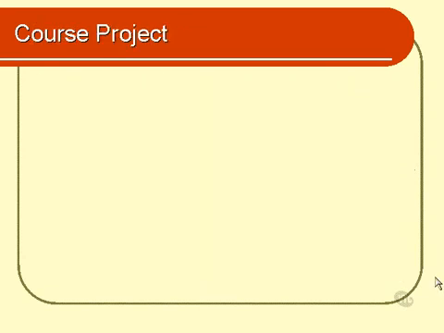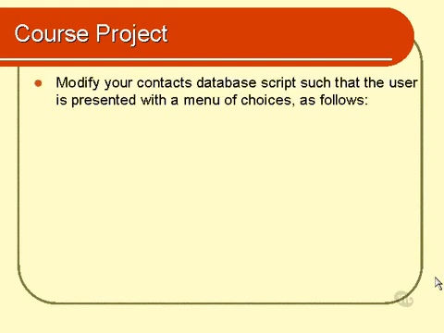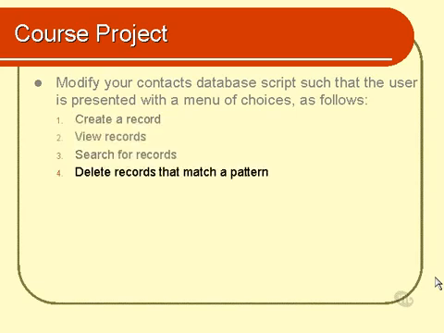And of course, we're going to modify the course project. I bet you can guess what we're going to put in here. Yep, we're going to present the user with a menu of choices. That was the actual original goal of doing this chapter. And we want the choices to be as follows. Four choices: create a record, view records, search for records, and delete records that match a given pattern.